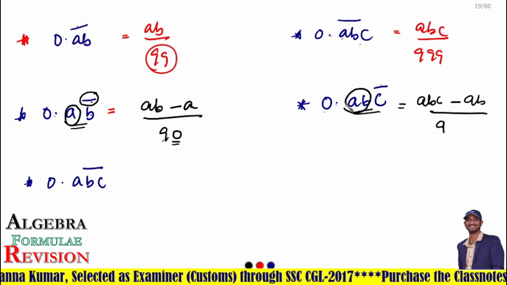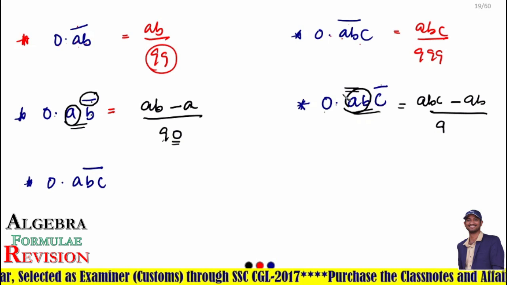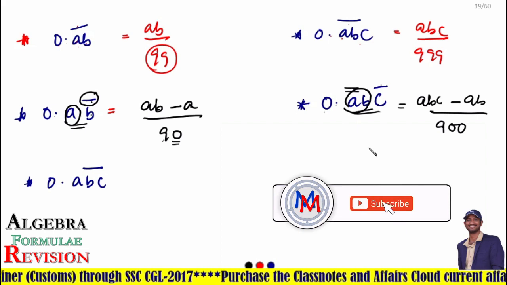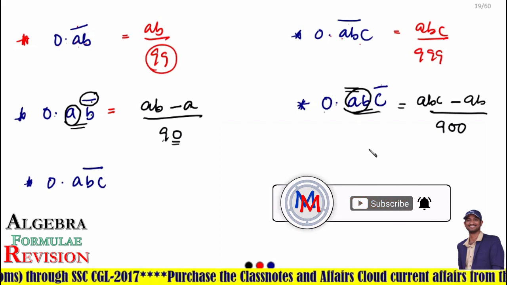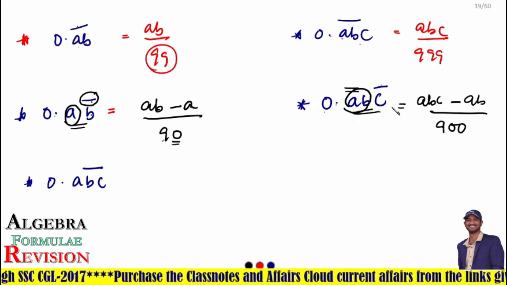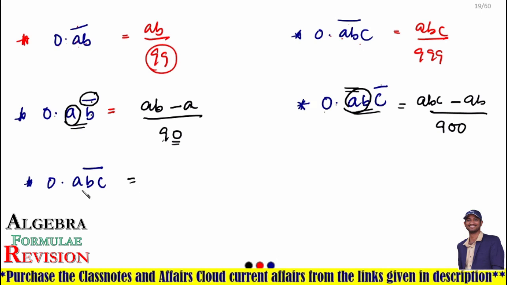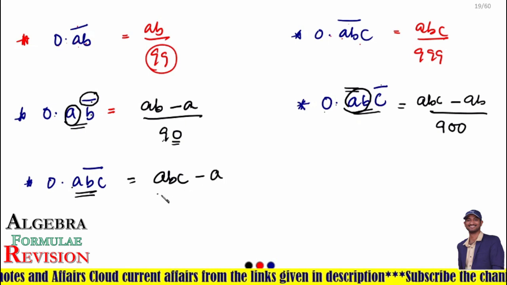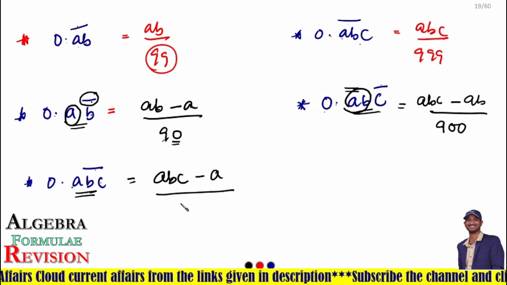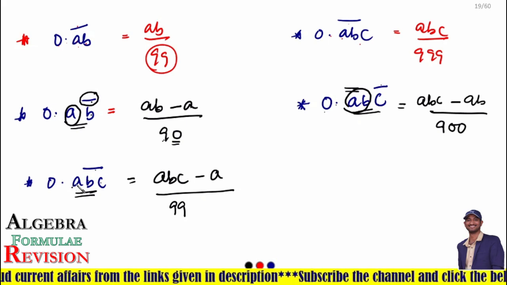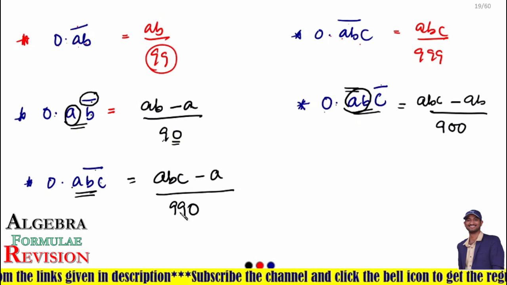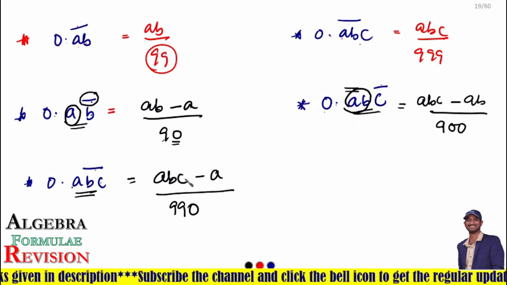And after the decimal, how many numbers have no bar? Two numbers, so two zeros. Is it clear, all of you? I hope all of you understand this. Okay, I'll tell you one more thing. For example, let's see this: 0 point A B C with a bar over B C. Here, ABC minus A, because A doesn't have any bar, by two nines because two numbers have a bar, and only one number has no bar, that means only one 0. ABC minus A by 990.